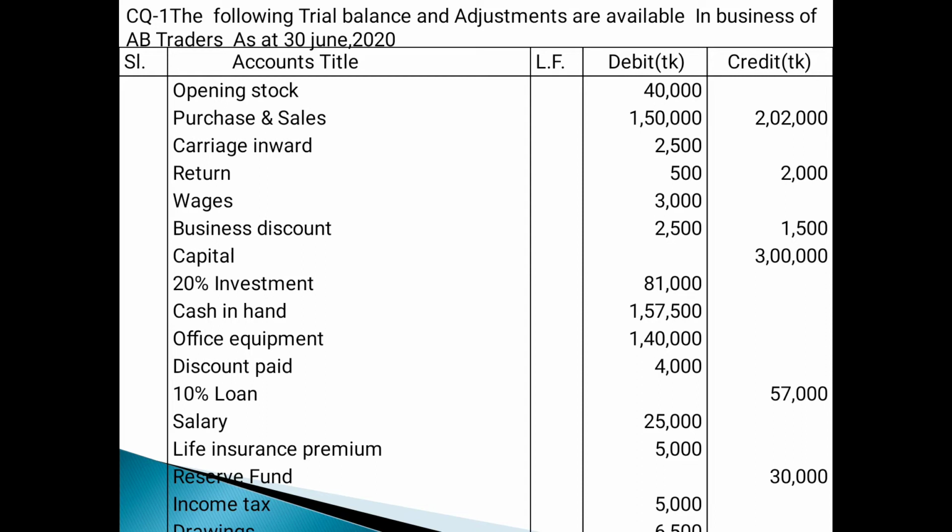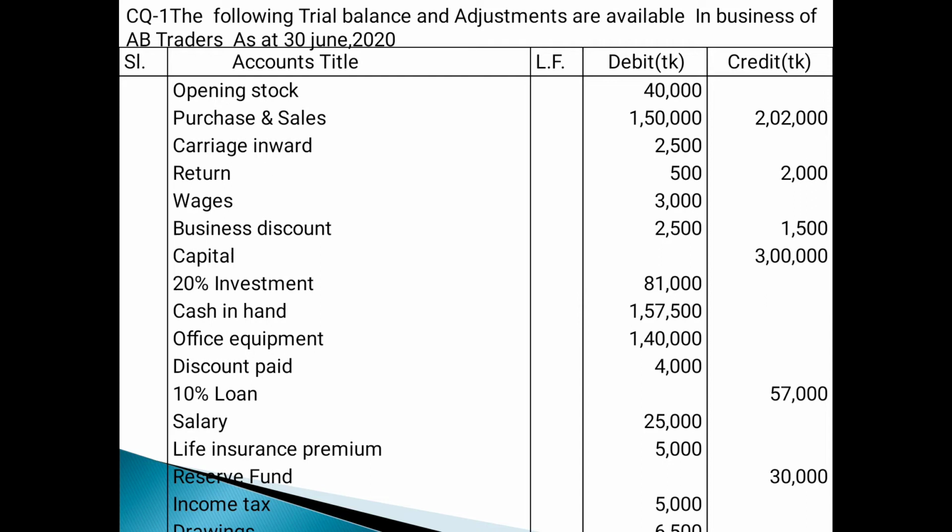Office equipment is one kind of fixed asset. It is written on the asset side under the statement of financial position. Discount paid, that is discount allowed, is one kind of expense, but it is not a direct expense. It is an indirect operating expense. It is to be shown under operating expenses in the statement of comprehensive income.